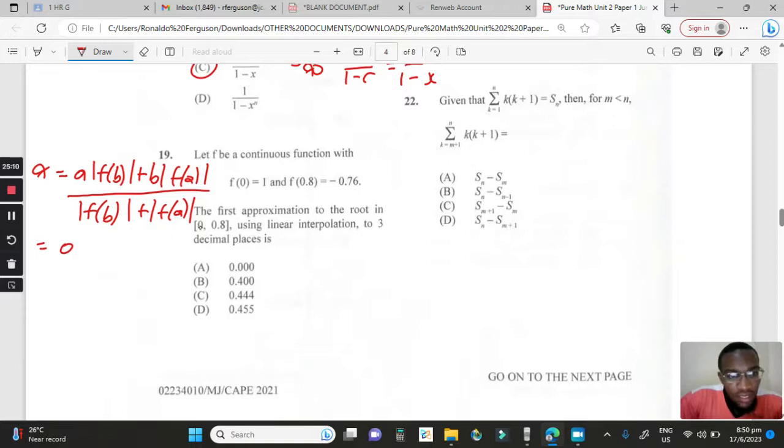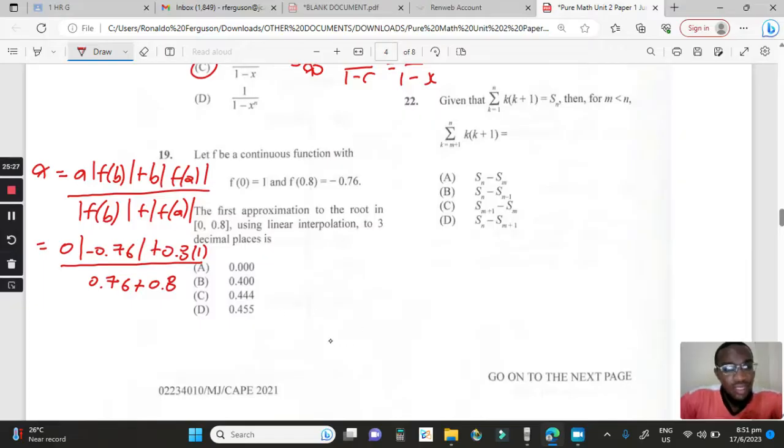So I have 0 times f of 0.8, the modulus of it, which is negative 0.76, plus b now, the 0.8 times 1 over 0.76 plus 0.8. So we'll just put that, well, 1 plus 0.76, I made a mistake here. Remember, it's a modulus we're using.